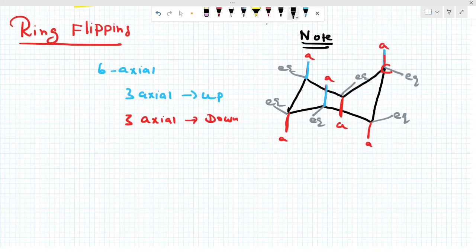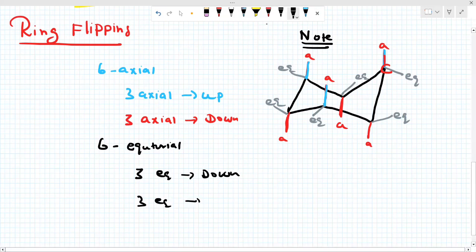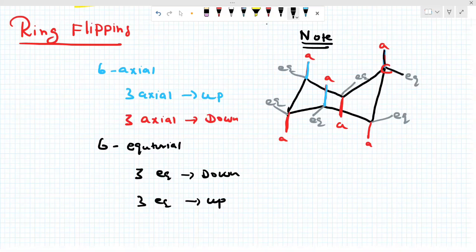Similarly, in the case of the six equatorial bonds, three equatorial are down and three equatorial are up. You got the point? Listen. Now see, this is an up axial, therefore this is a down equatorial. Now listen, this is a down axial, right? Therefore, this is an up equatorial.